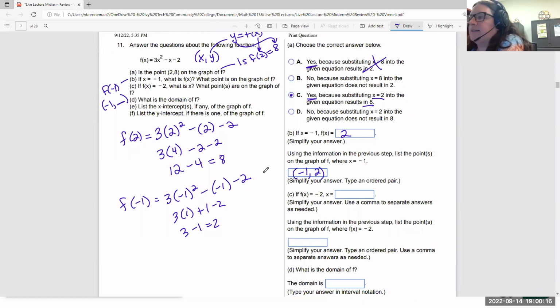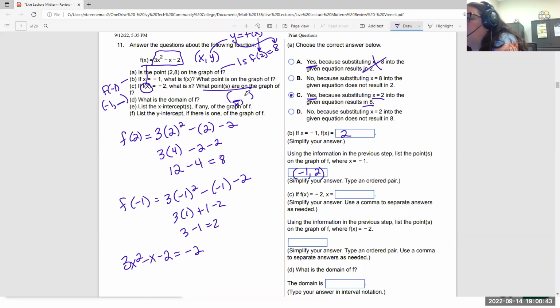Then they ask, if f of x equals -2, what is x? So now we're trying to find x. We're not plugging something in for x. We're trying to find x. So f of x here, we're told, is the 3x squared minus x minus 2. So I'm taking the 3x squared minus x minus 2, setting that equal to -2. The point, then, we're looking for the x. The -2 is the y.